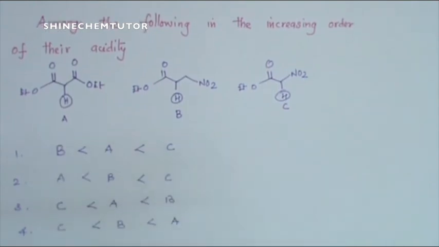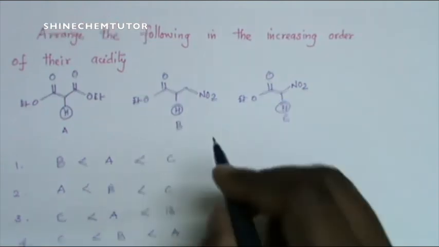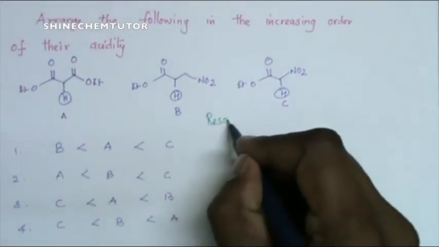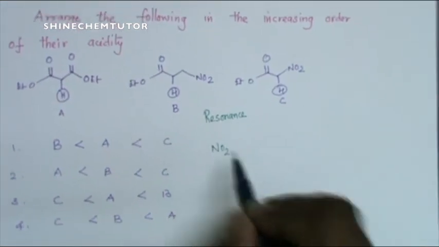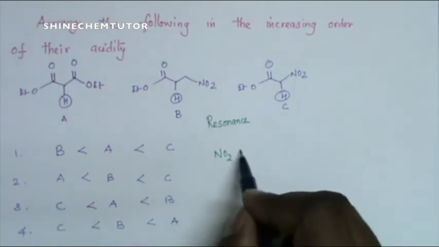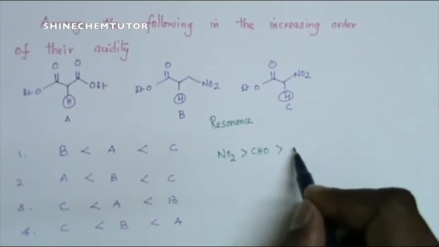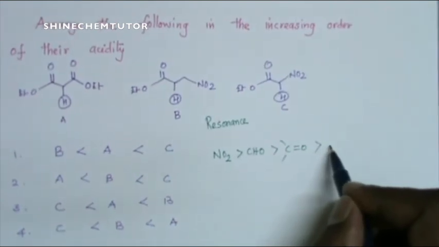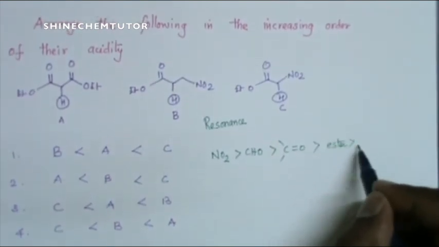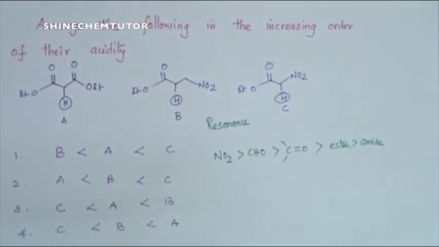The first and third are active methylene compounds. The second one is not an active methylene compound. Here you have to use the concept of resonance. Also, you should know NO2 is a stronger electron withdrawing group compared to aldehyde. Then next, ketone. After that we have ester. Finally, amide. This is the order of electron withdrawing capacity.